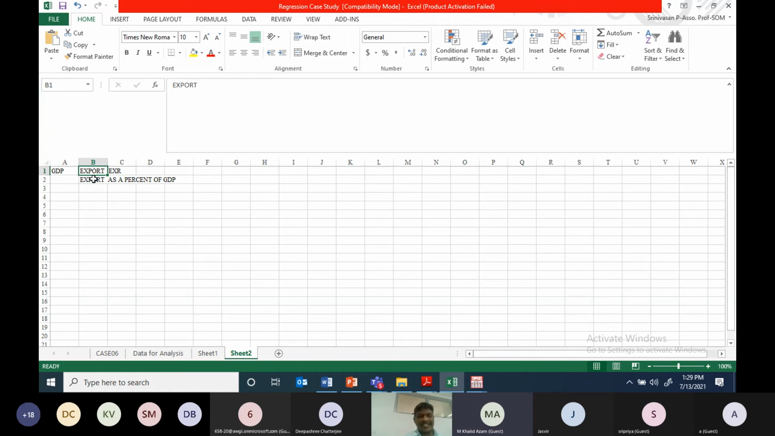Transform the variable. This is just mere export; I converted it into export as a percentage of GDP. That is one thing. Or openness. What is openness? You can take terms of trade, another related variable. Nothing wrong in it. I don't know your subject, but if you are really good with the topic you are handling, you can go for a better substitute and convert into variables, like export as a percent of GDP, or terms of trade. Any number you can convert, not a problem.